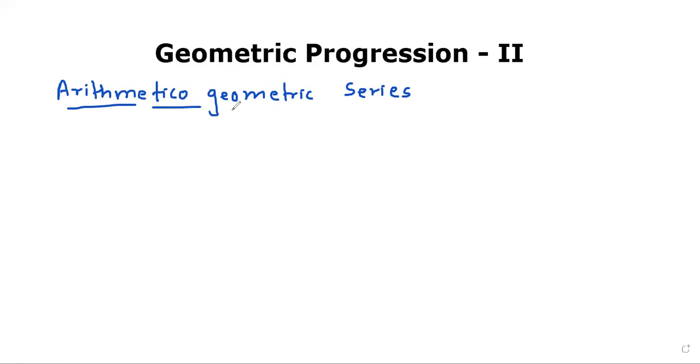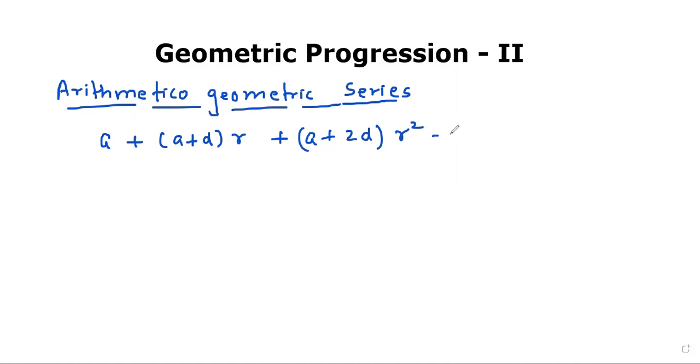Geometric progression, second lecture. Today we will study arithmetico-geometric series. In such series, both AP and GP will be present. Example: A plus D times R plus A plus 2D times R square plus A plus 3D times R cube, etc.